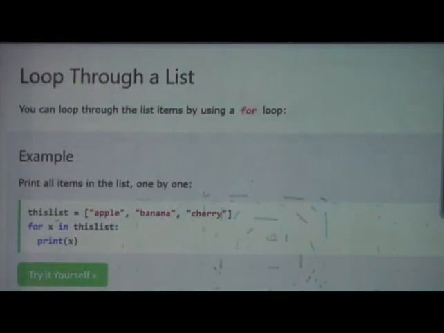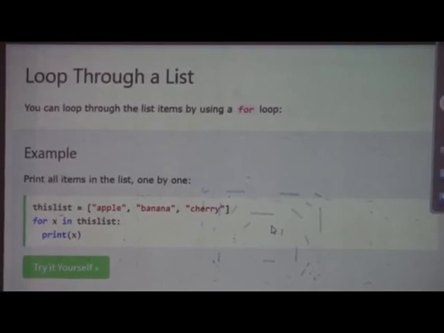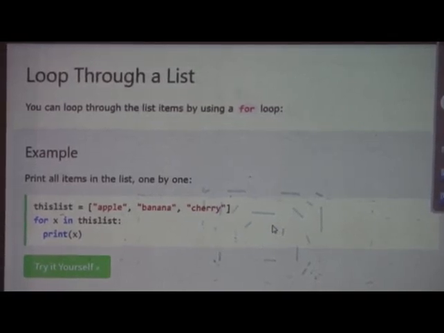Then, how do you loop through a list? How do you iterate through a list? Iterate means loop. How do you go from one element to the next? How do you retrieve all the elements of a list? Pretty trivial. For X in this list.